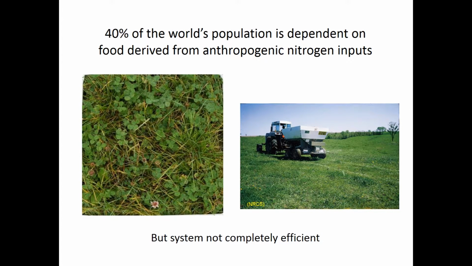But the problem is that the system is not entirely efficient, right? So we start losing nitrogen and it starts going to systems where we don't want nitrogen, because it causes increased growth. So we have a problem then. So we're trying to balance the use of nitrogen.